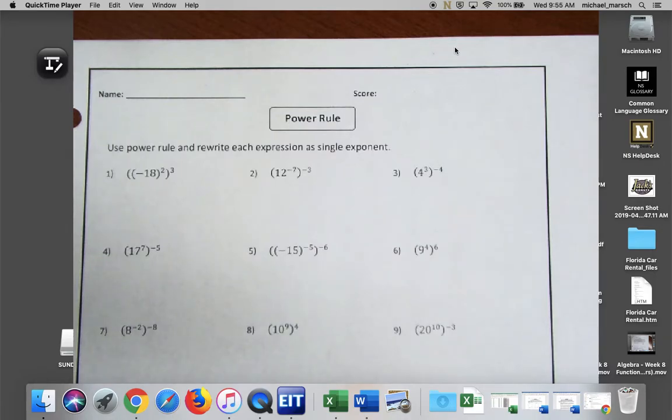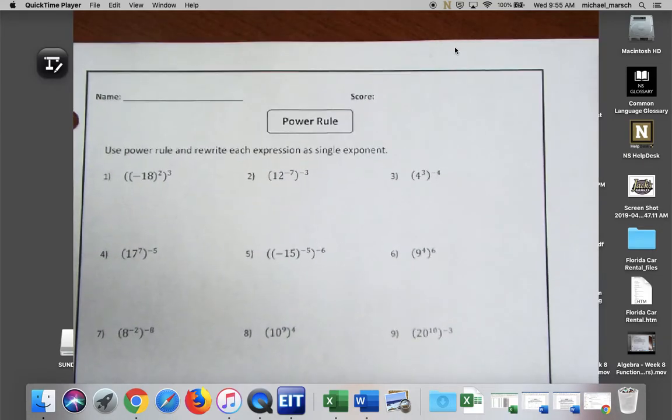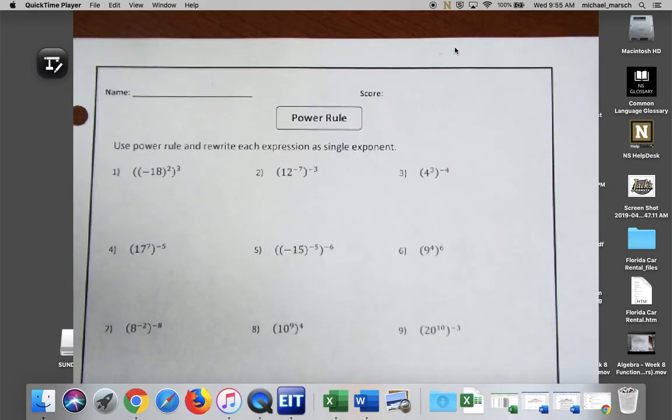Okay, hi seventh period. So I gave you this practice page yesterday, and I wanted to give you a little insight on how to do this page.